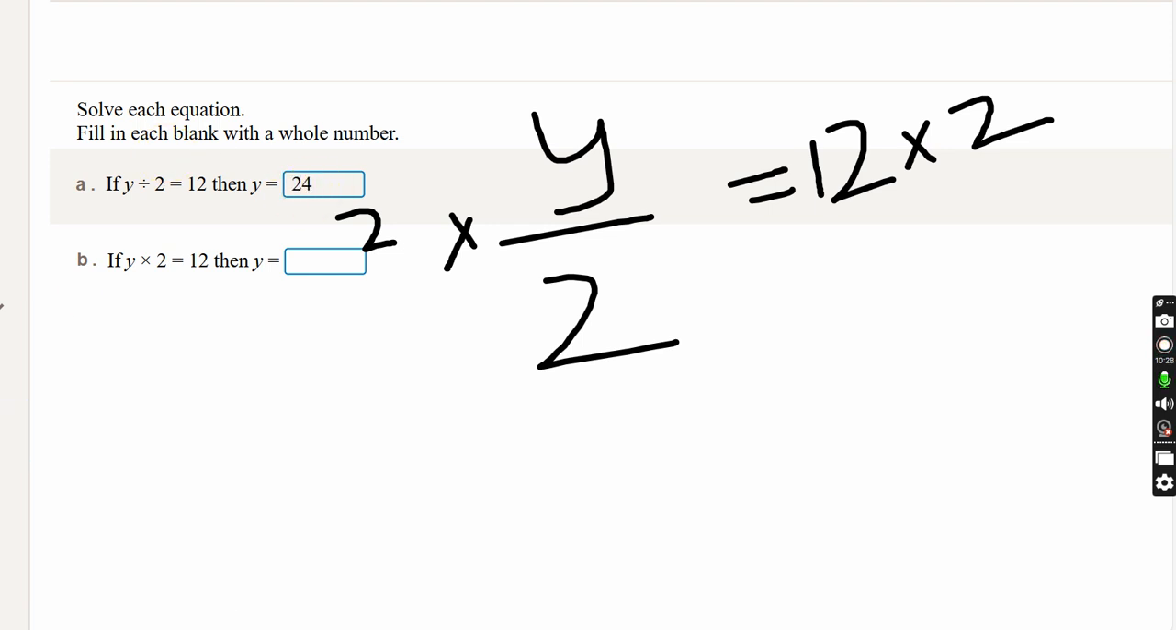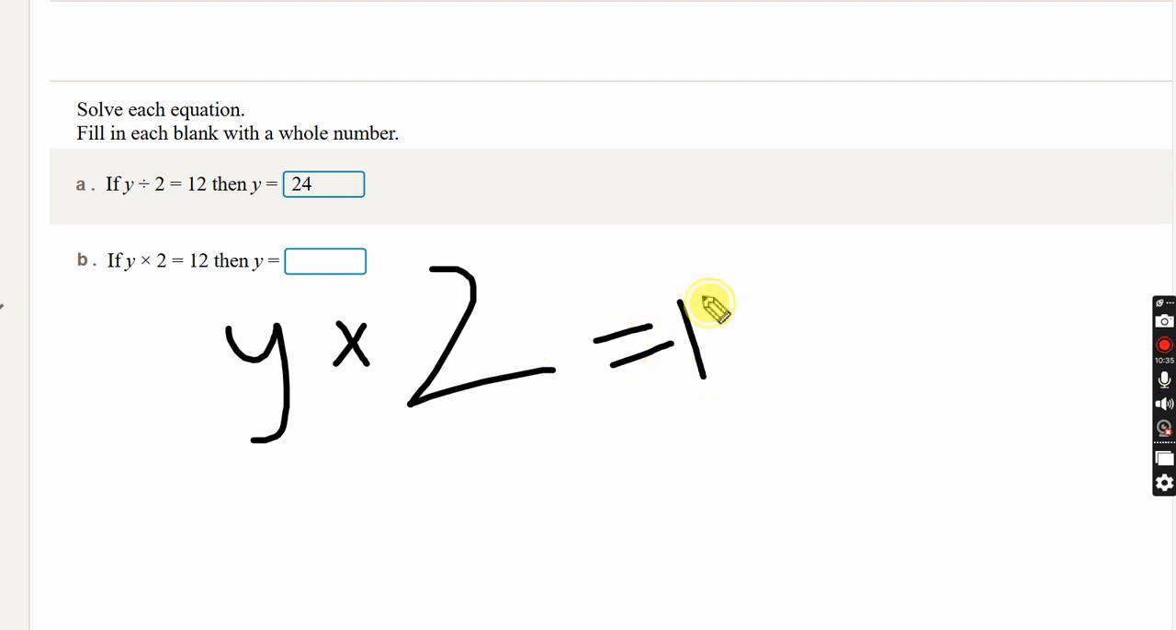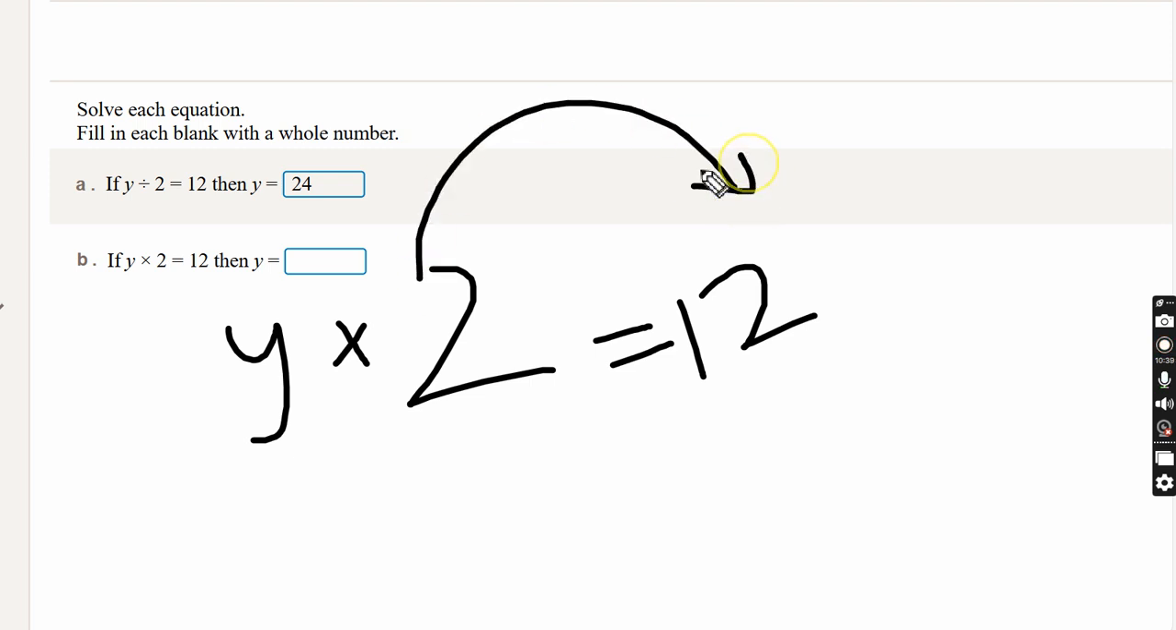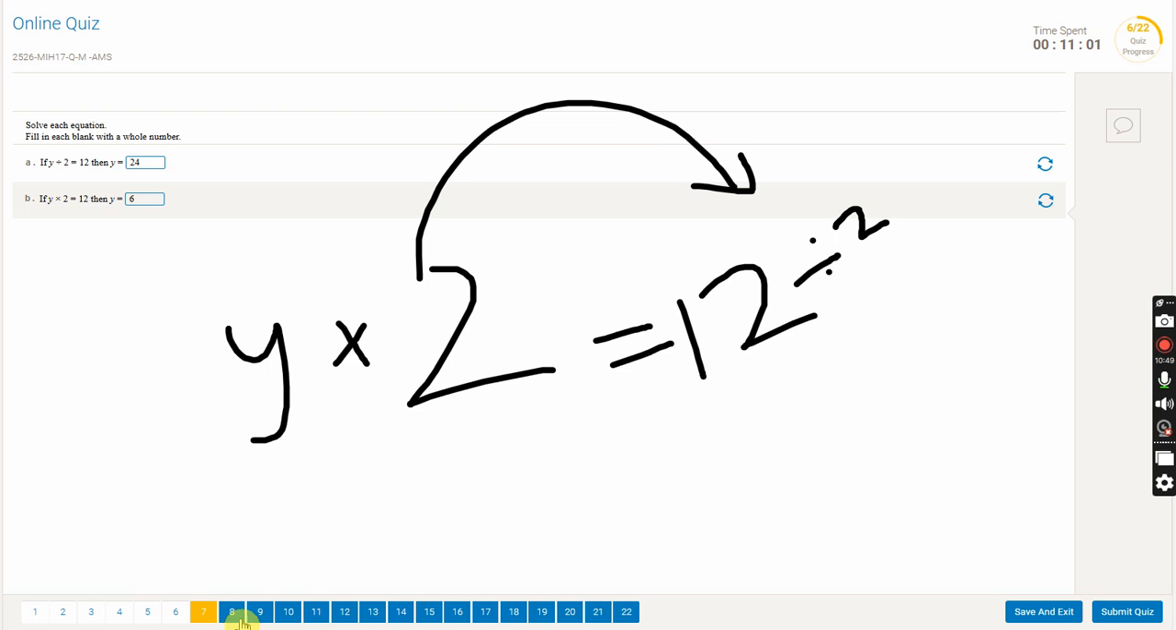Next one, what do we do here? It becomes y times 2. And we take it to the other side. What happens? So remember, whenever we take it to the other side, the sign changes. So it becomes divided by 2. And what happens here? It becomes 6. 12 divided by 2 is 6.